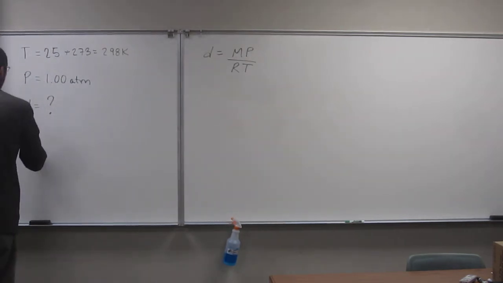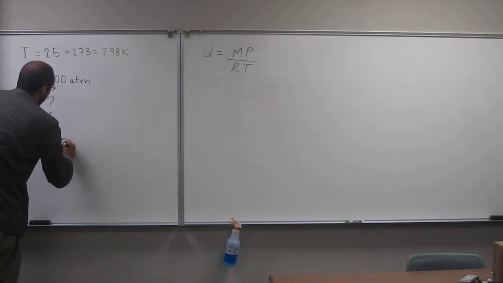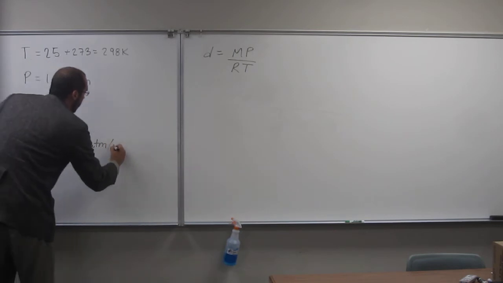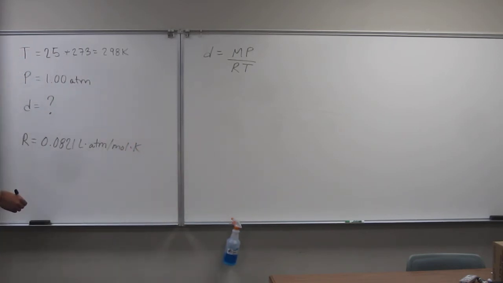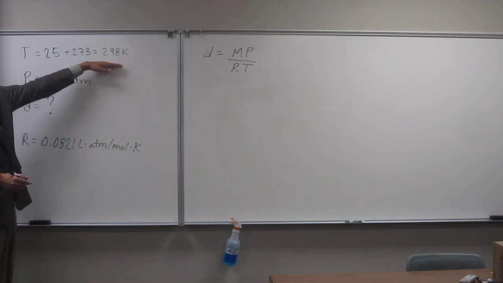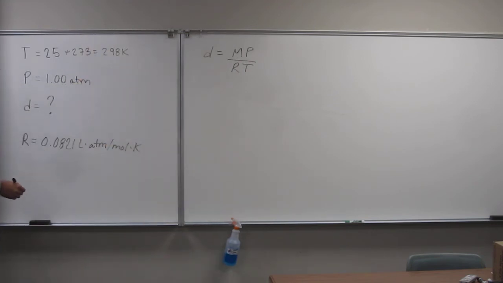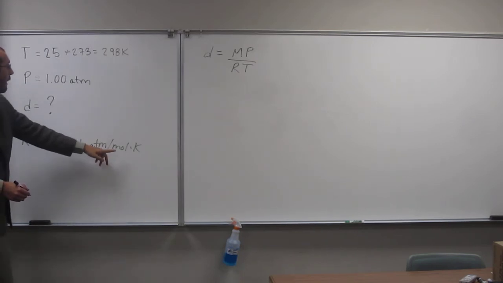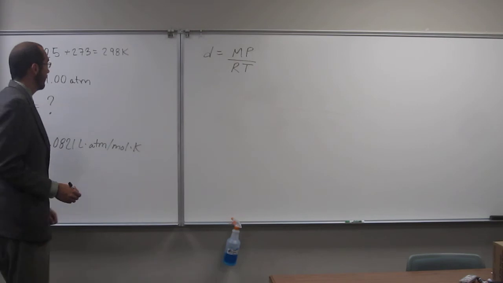So R is going to be given to you. In this case, the units are liters, atm, mole, Kelvin. Okay, so that's why we switched that degree Celsius to Kelvin, because we're going to cancel that out eventually. We want only units of grams per liter. We have the pressure in atm, and the other thing we need is the molar mass, okay?